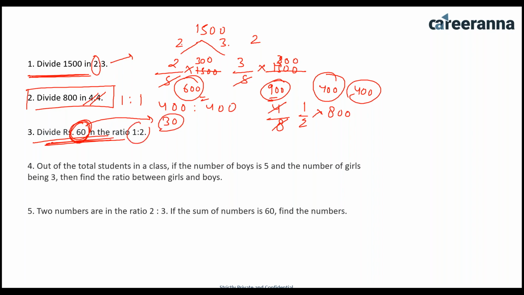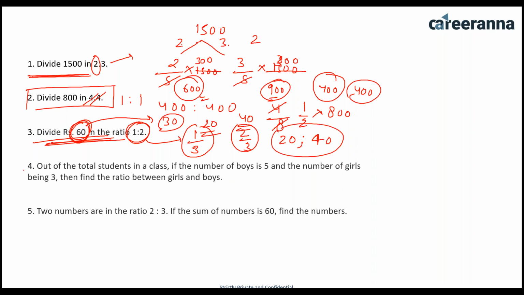But I have to find out 1 by 3 of this number and 2 by 3 of this number. So 1 by 3 of this number is 20 and 2 by 3 of this number is 40. So 20 is to 40 is the answer. Cool. Fourth question.